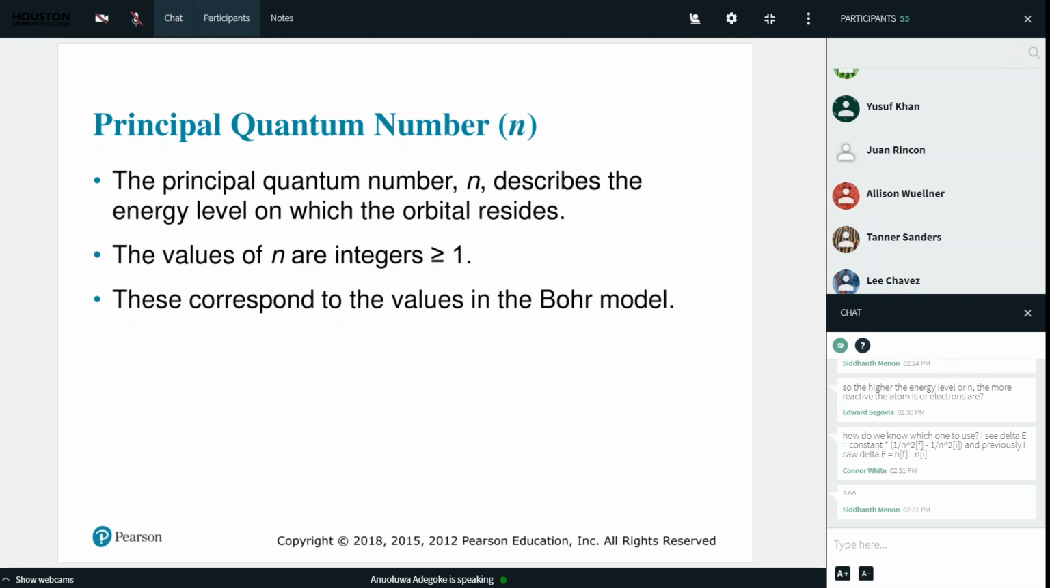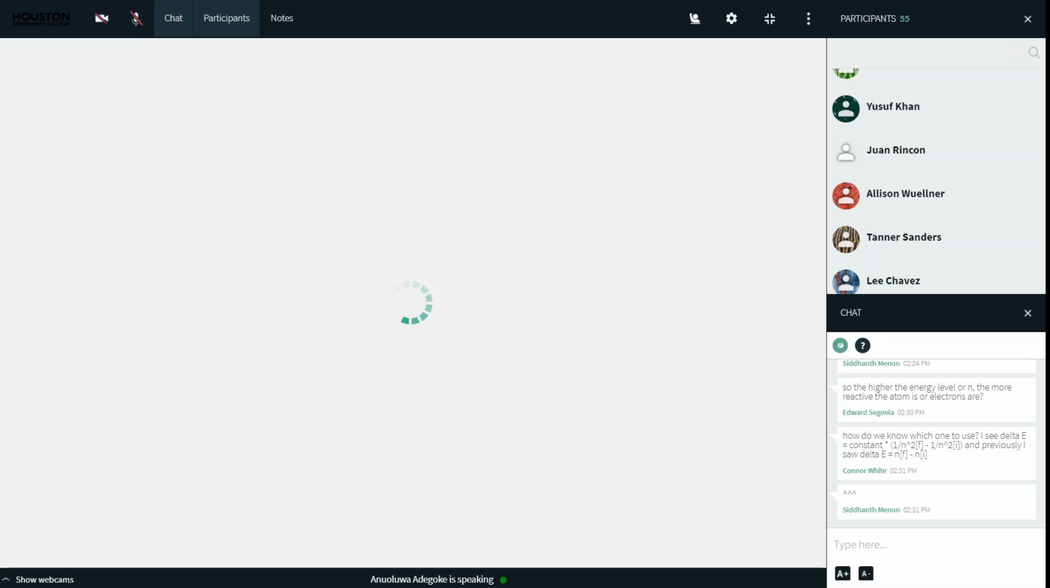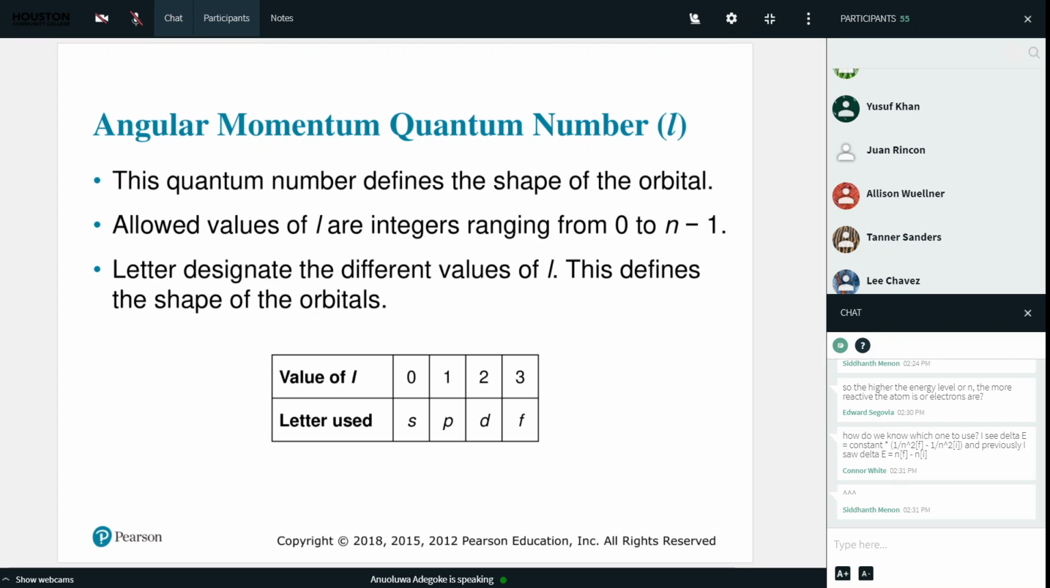So Erwin Schrödinger helps us understand exactly where electrons are located in atoms. So we are getting there. Now, the principal quantum number describes the energy level in which the orbital resides. The next one is the angular momentum quantum number, that should be L. This angular momentum quantum number defines the shape of the orbital.